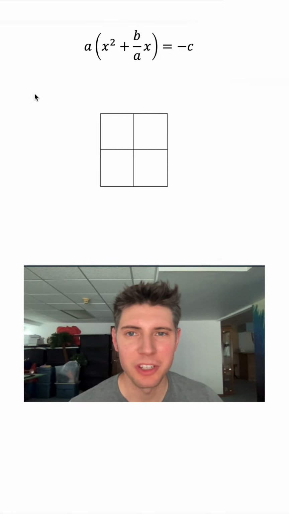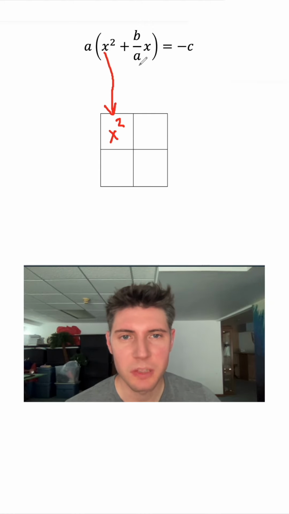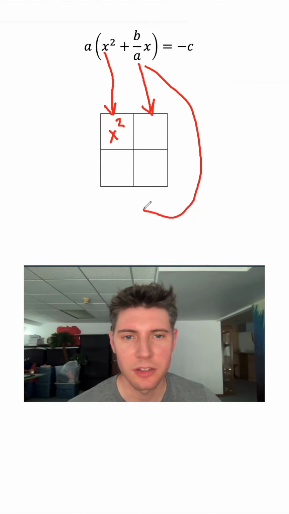Next, we imagine one of these generic rectangles, and we're going to put the stuff on the inside of this box. So the x squared will go here. Then this b over ax, we're going to split it up between these two boxes. Each of them is a b over 2ax.